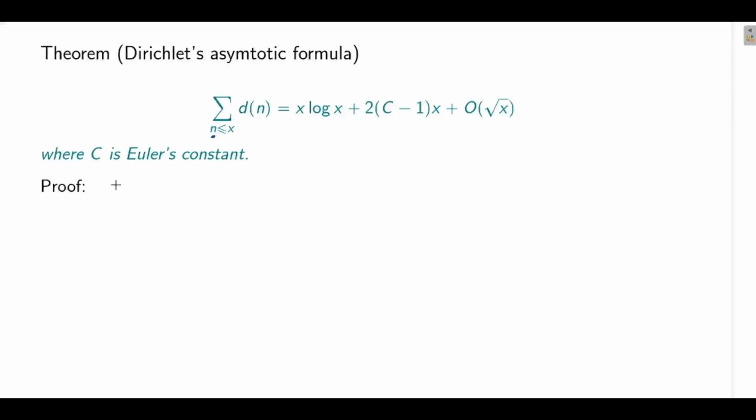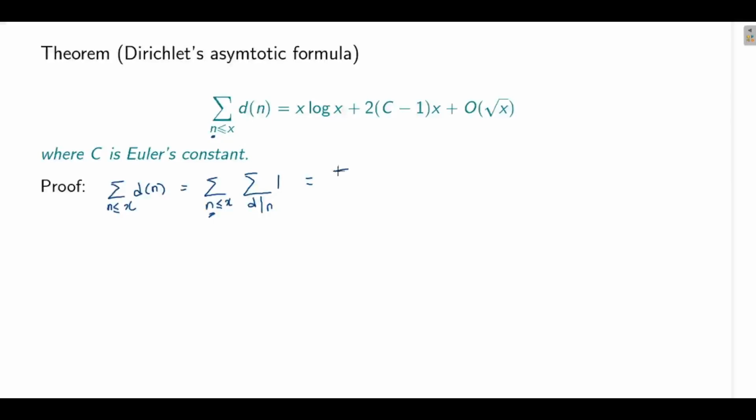First, you notice here that summation n less than or equal to x d of n will be equal to summation n less than or equal to x, summation over d dividing n of 1. We know that d of n is: look at all the divisors of n and count them once. Okay, now we can write this in another form. Here you can see we are varying n over all natural numbers less than x, and then we are looking at each divisor of n.